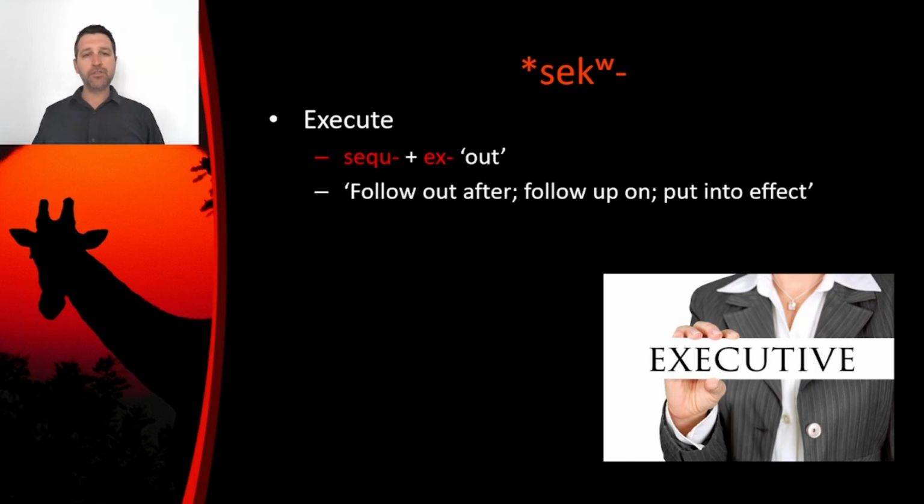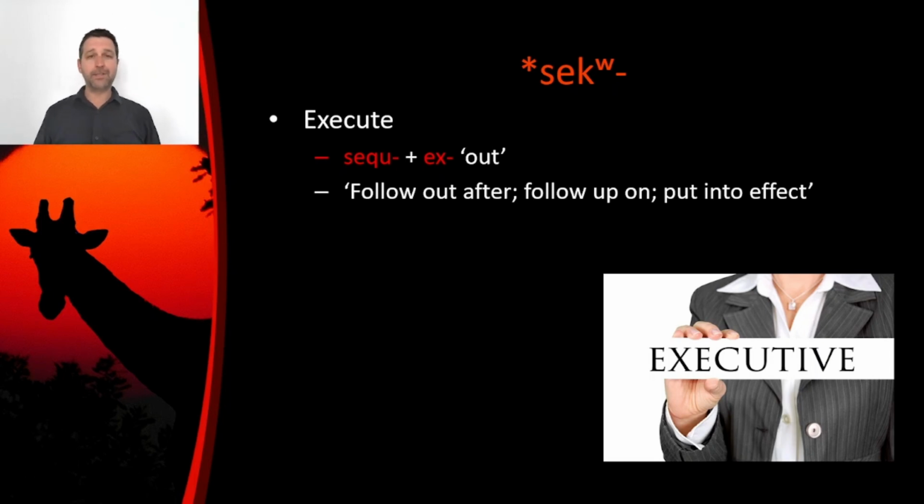X means out. So if you execute something, you're following it out, which means you're following it to its conclusion. That was the original meaning of the Latin word execute. You're following up, I think is probably how we would say it in English. And you're making sure it gets concluded. If you execute a plan, you're putting it into motion and making sure that it gets carried out. That's the literal meaning of the word execute.